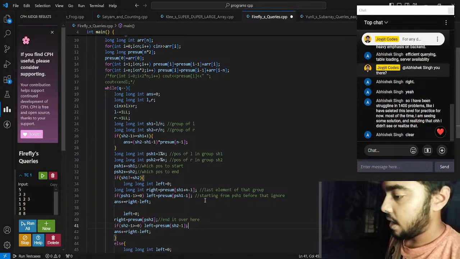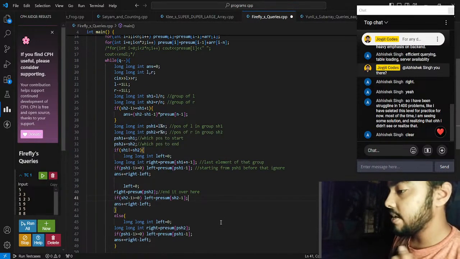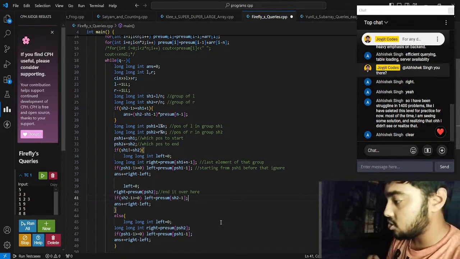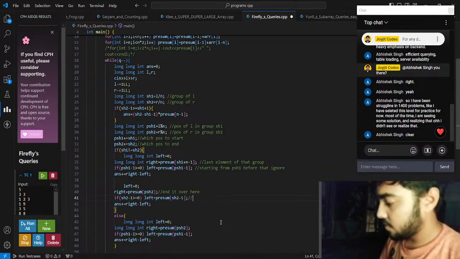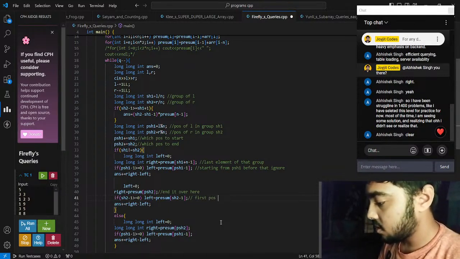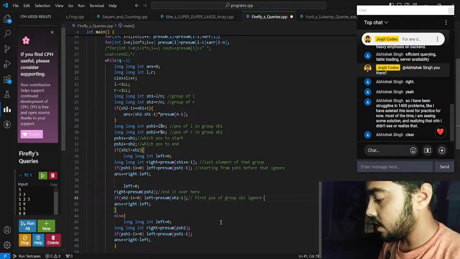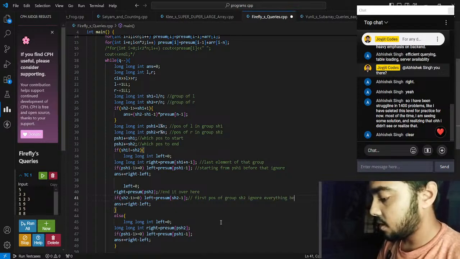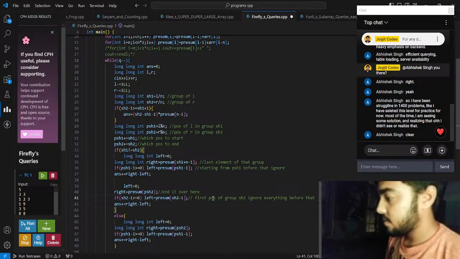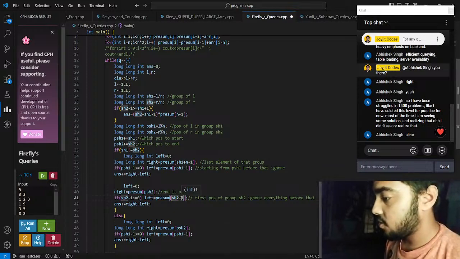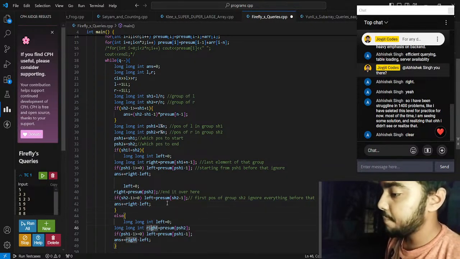Okay, and left is basically till how many positions we need to escape. That is the first position of that group. What is the first position of that group? The first position of that group is SH2. So first position of group SH2. Now we have to ignore everything before that. So that is why we are doing SH2 minus 1. Clear?